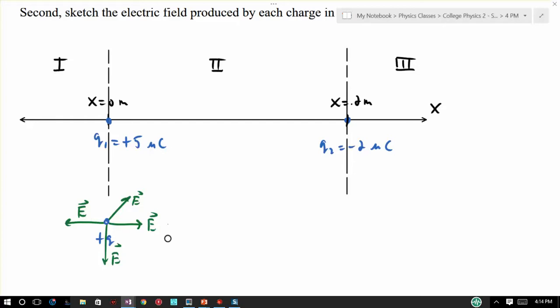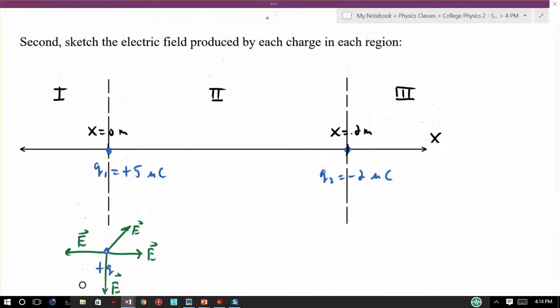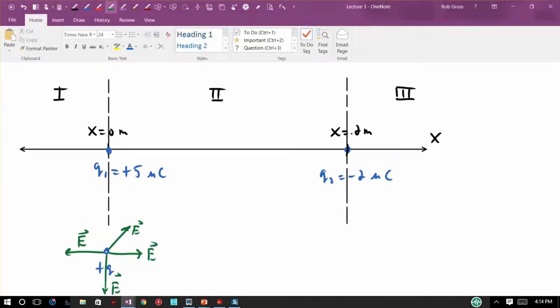Yeah, anywhere to the right, it's going away from the positive charge, which is to the right, positive x direction, correct? What about if you're anywhere to the left of that charge? It goes to the left, basically, in the negative x direction. So if you're just talking about charge 1, if you sketch the electric field vectors, all I care is the direction right now.